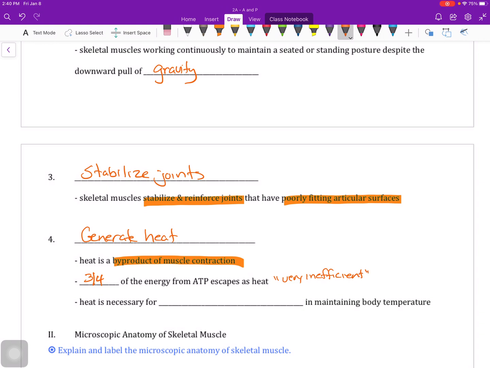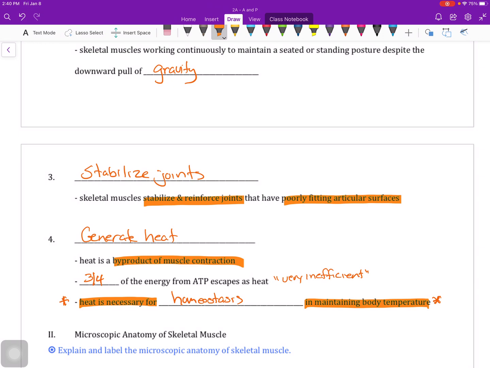Okay. Heat is necessary for homeostasis. All of those metabolic processes need heat to drive them, so it also means that you need to maintain body temperature. So we're going to put a star again on this as a very important function. Let's highlight that. That's very important.